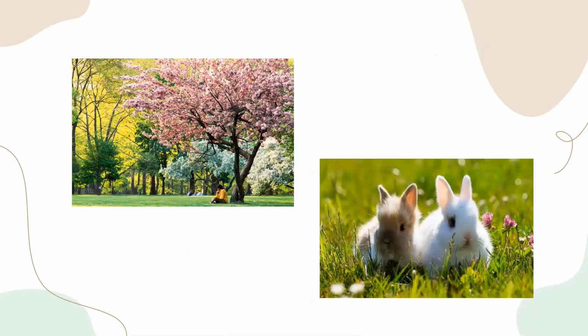During spring, the weather gets warmer and sunnier. Trees and plants start to grow. Many animals have their babies in spring. While it is spring in the Northern Hemisphere, it is autumn in the Southern Hemisphere.